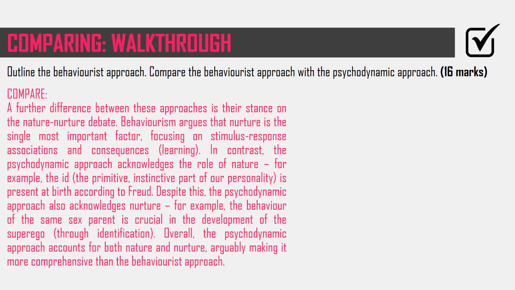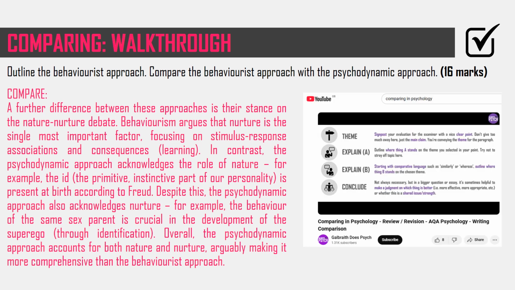Okay, so let's look at doing one more. I'm quite happy with what I've done so far. I think 3 will probably be okay here. Okay, so remembering that structure again, a further difference between these approaches is their stance on the nature-nurture debate. So again, there's my theme. Behaviorism argues that nurture is the single most important factor, focusing on stimulus-response associations and consequences, or learning.